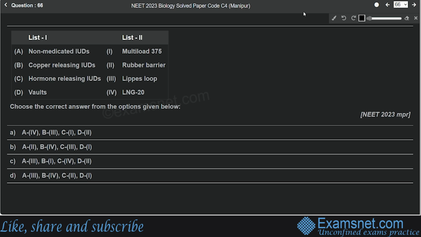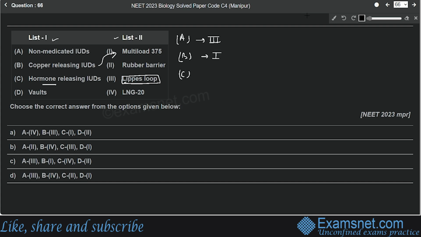Question number 66 is from the chapter Reproductive Health. We have to match list 1 with list 2. The first one mentioned in list 1 is non-medicated IUDs. The example of non-medicated IUDs is the Lippes loop. So A will be matched with number 3. Then the second one is copper releasing IUDs. The example is Multiload 375. So B should be matched with number 1.